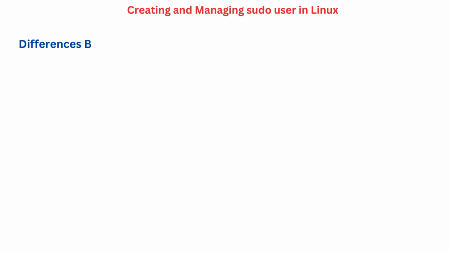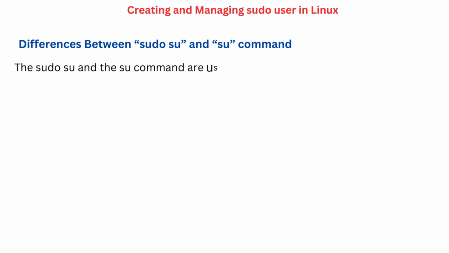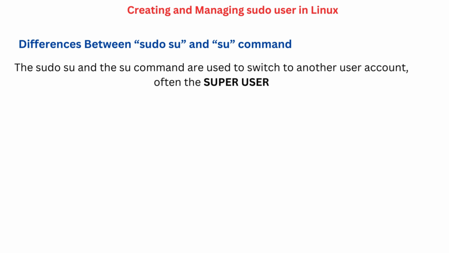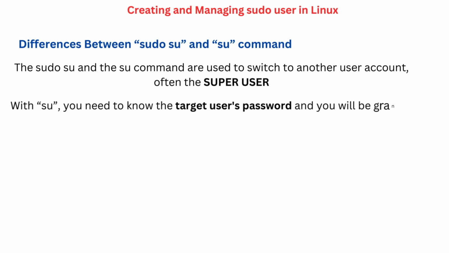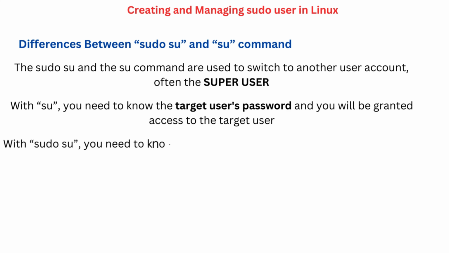Having understood this, let's talk about using the sudo su and the su command and their differences. The sudo su and su are executed to switch to another user account, often the super user. When using su, you need to know the target user's password, but the sudo su command asks you for your password and you'll be granted access if you have sudo privileges.